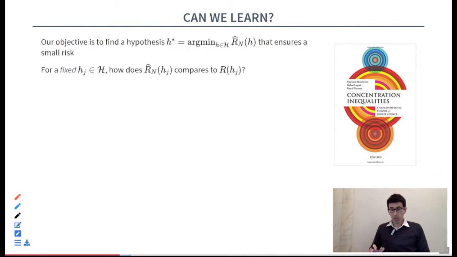Now, understanding how the true risk of H star compares to the empirical risk of H star that you can compute is a bit complicated to do directly. So we're going to make a detour, and we're going to start by asking a simpler question. If I give you a fixed hypothesis, which I call Hj, that belongs to the set calligraphic H, so it's a fixed model, how does the empirical risk of Hj, which you can compute, compare to the true risk of Hj, which you cannot compute because you don't know Px, you don't know Py given x?